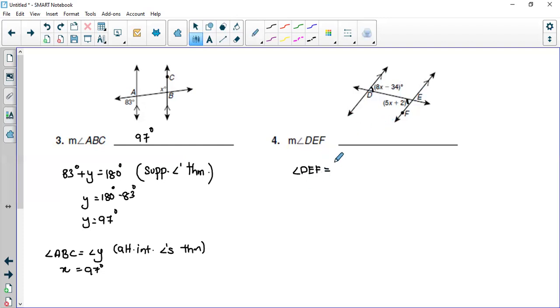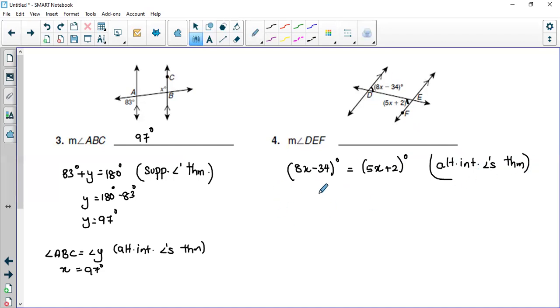Rather than wasting our time on that, let's write 8x minus 34 degrees equals 5x plus 2 degrees. Now do not forget to give the reason why you did this. Why did you say that 8x minus 34 equals 5x plus 2? Because according to the alternate interior angles theorem, all alternate interior angles are equal.